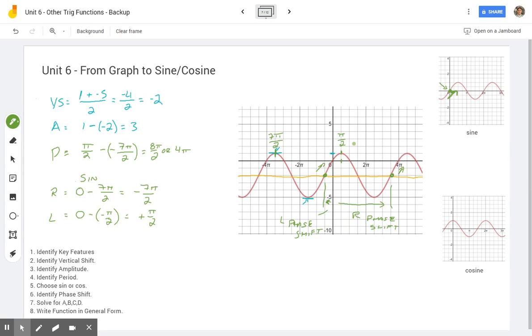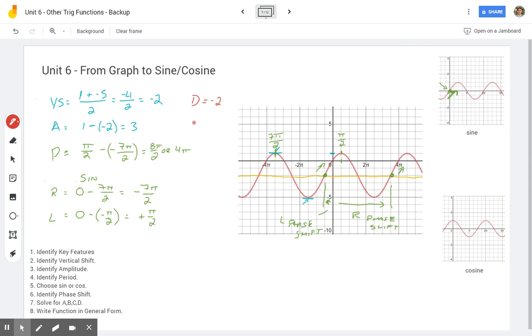Okay, so we've actually found all of our key features at this point, and now what we need to do is modify them so that we get our A, B, C, and D values. Now the nice part here is that for our vertical shift, -2, we don't have to do anything to that. Our D value is equal to -2.